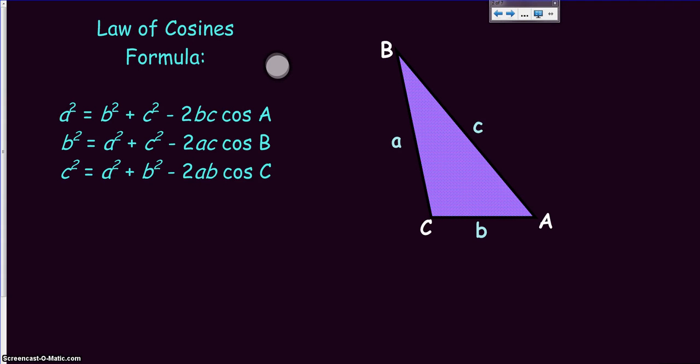The law of cosines formula seems very complicated, but don't worry. A couple quick things that you'll be able to know. First of all, you are given this on every test. You are not expected to memorize it. And after you've done it a while, you see things make sense.